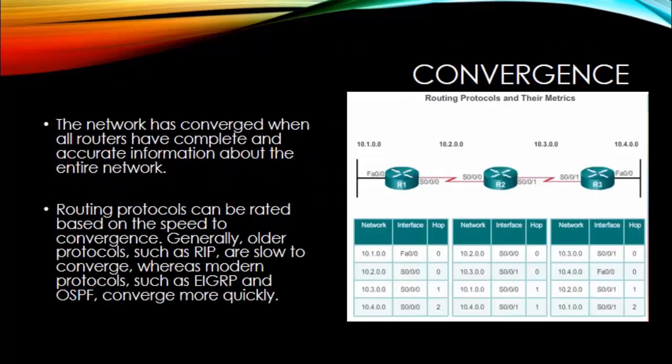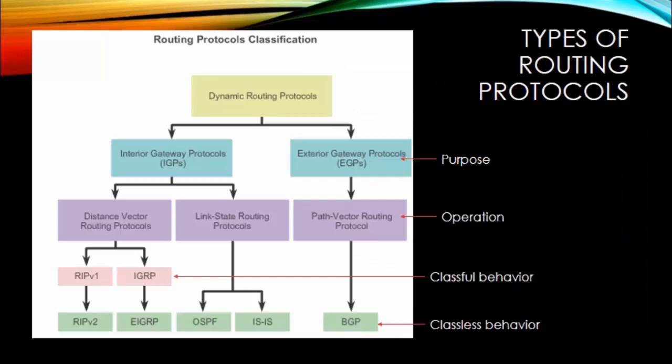The network has converged when all routers have complete and accurate information about the entire network. Routing protocols can be rated based on the speed to convergence. Generally, older protocols such as RIP are slow to converge, whereas modern protocols such as EIGRP and OSPF converge more quickly. Routing protocols can be classified according to their purpose, operation, classful behavior, or classless behavior.